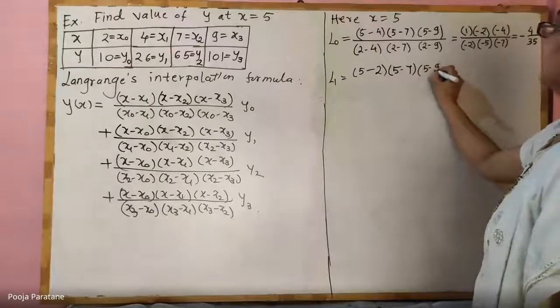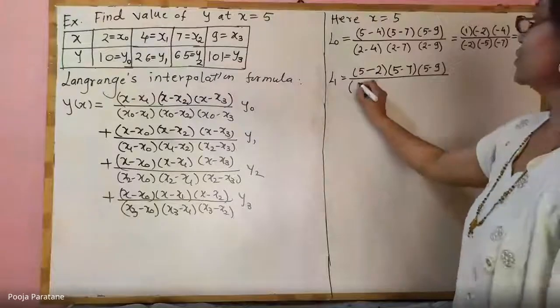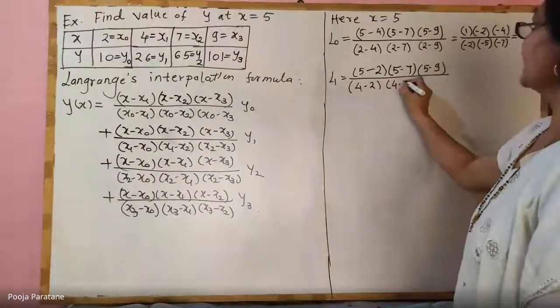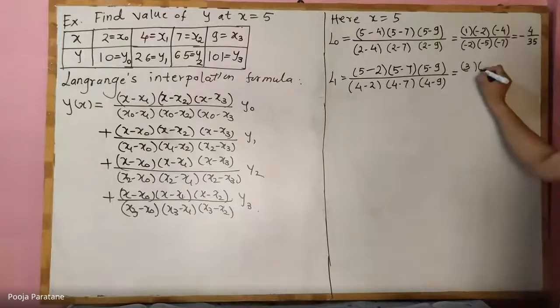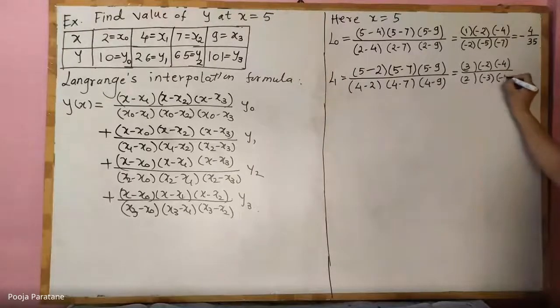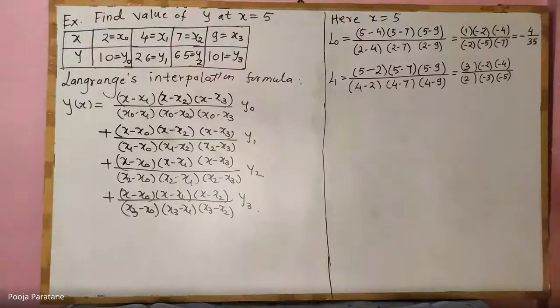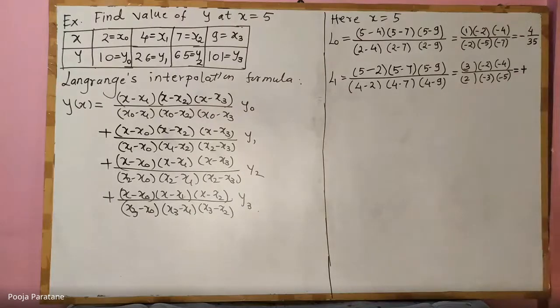5 minus 9. And in the denominator, what is x1? 4. So it is 4 minus 2, 4 minus 7, 4 minus 9. So it is 3 minus 2 minus 4, and here it is 2 minus 3 minus 5. Let us first check the sign of this ratio. Here minus minus, so it will become plus. Here again minus minus, so it will become plus. So the sign for this ratio is plus. Put the sign there.